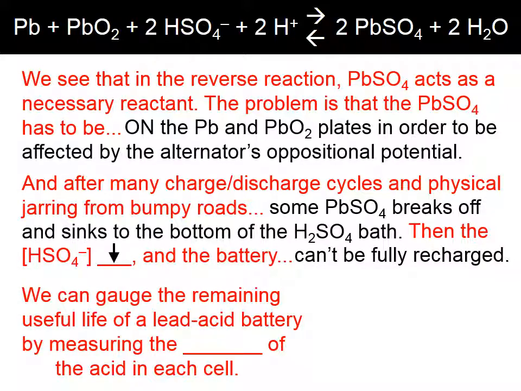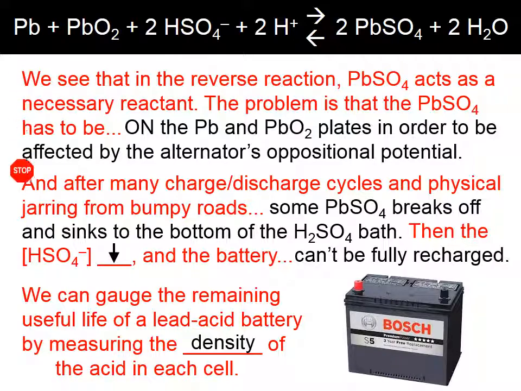We can gauge the remaining useful life of a lead acid battery by measuring the density of the acid in each cell. In other words, you can see here, I'm circling on the left, whatever the bisulfate ion concentration is, if that is low, then the density of the acid is going to be lower than it should be. So it's actually fairly easy to gauge what kind of useful life we have left in our battery by simply measuring the density of the acid in each of the 6 cells.